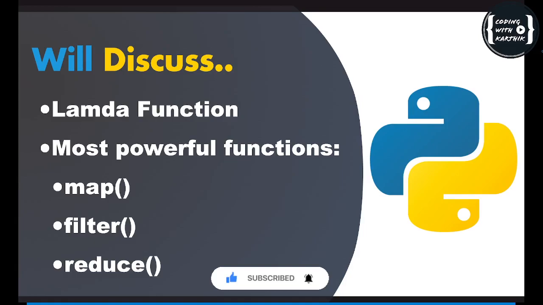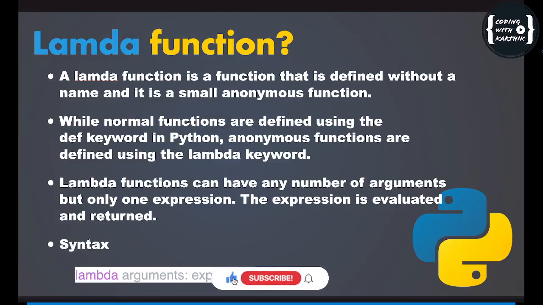Okay, so first, what is a lambda function? We can call it an anonymous function in Python. Why are we calling it an anonymous function? In a normal function we have to use the def keyword and give the function name. But here, on the fly itself, we can create a lambda function and use it. While defining normal functions we use the def keyword, but anonymous functions use the lambda keyword. That's why we call it a lambda function.